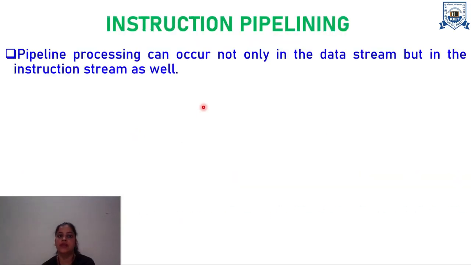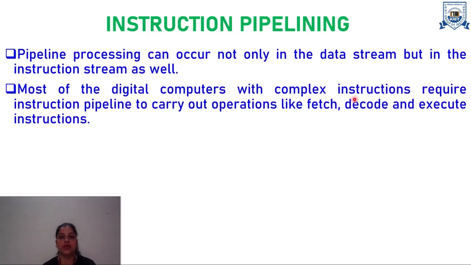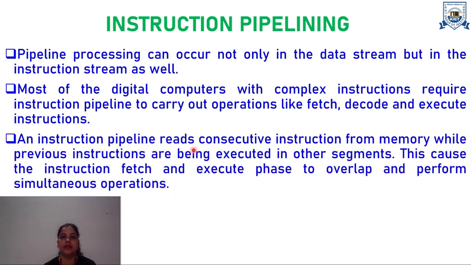Instruction pipelining. Generally, the pipelining processing can occur not only in the data stream but in the instruction stream as well. Most of the digital computers with complex instructions require instruction pipeline to carry out operations like fetch, decode and execute instructions. An instruction pipeline reads consecutive instructions from memory while the previous instructions are being executed in other segments. This causes the instruction fetch and execute phases to overlap and perform simultaneous operations.